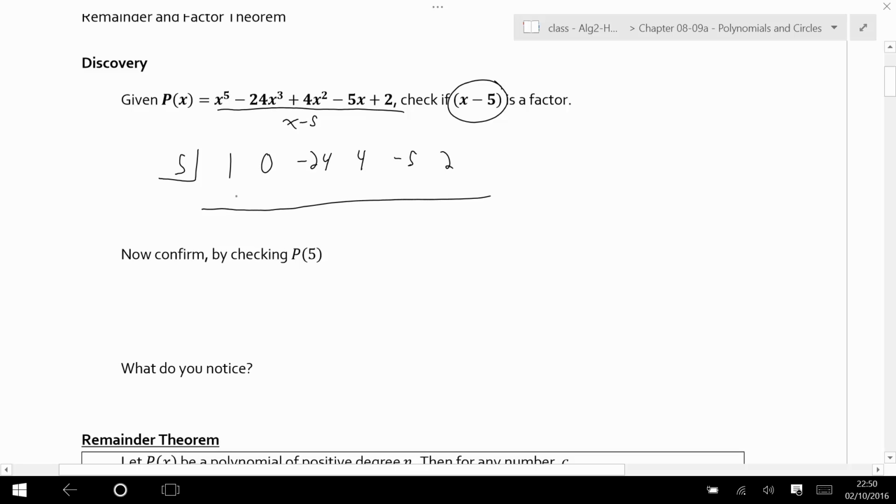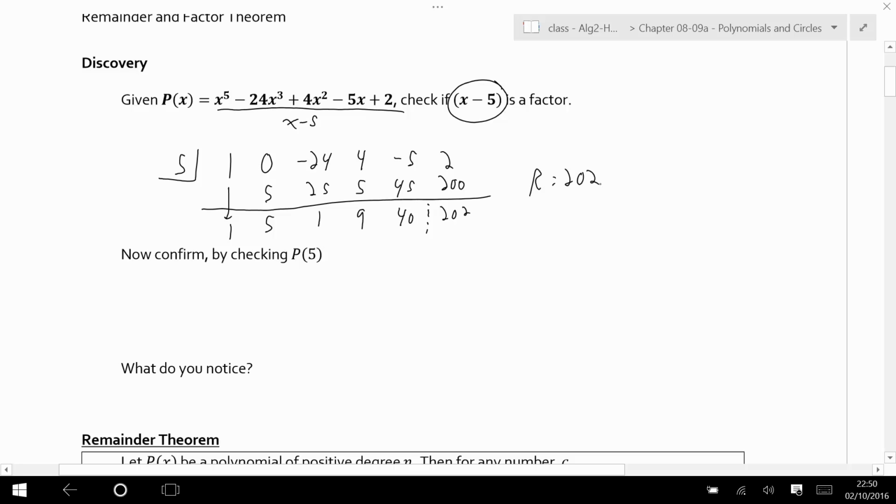And then I'm going to bring the 1 down, and 5 times 1 is 5, plus 0 is 5. 5 times 5 is 25, plus negative 24 is 1. 1 times 5 is 5, and I get 9. Then 45, and 40, and I bring that down, and then 5 times 40 is 200. And I get 202, and that's my remainder. So no, x minus 5 was not a factor.